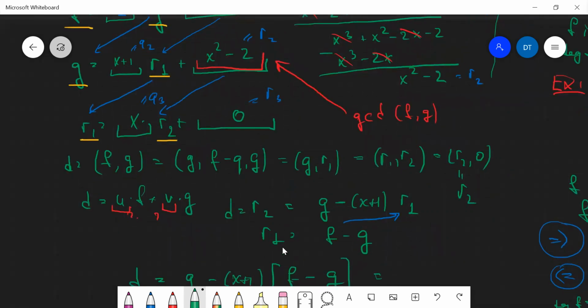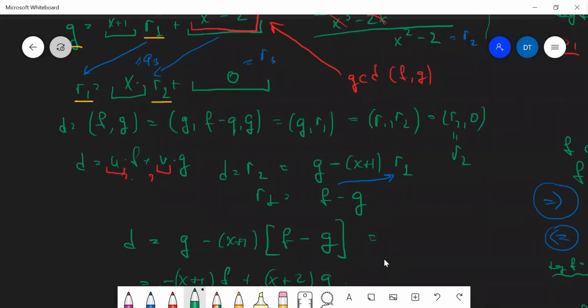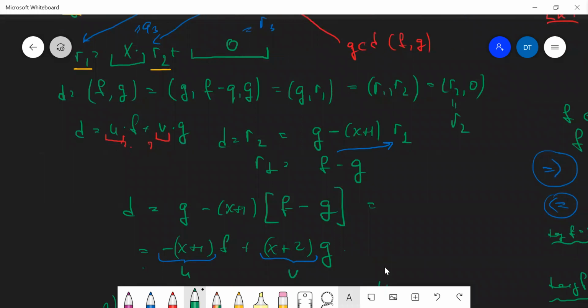So now I just substitute R1 here, and I substitute G minus F instead of R1 because R1 equals F minus G, and I will do this expression. And this is the answer. Okay, thank you. No problem.